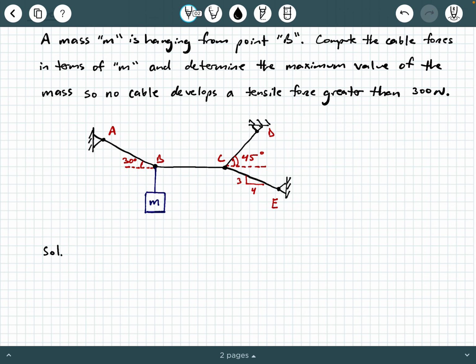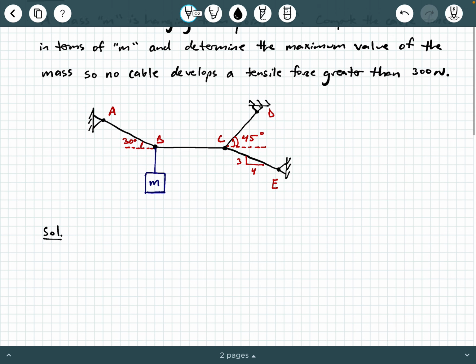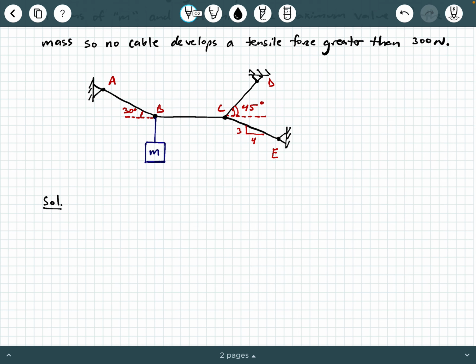So I'm going to write solution here. The first thing I'm going to do is, instead of having mass, we need weight, because when we're applying equilibrium equations, we're summing forces up. We don't sum masses up. So this mass needs to be converted to a weight by multiplying by the acceleration due to gravity, or g. So we'll say weight equals mg.